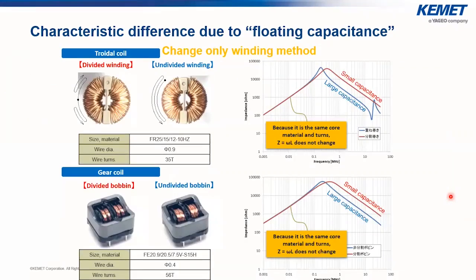But how can we improve the behavior of the inductor at higher frequencies? One of the typical methods is to use divided winding instead of a undivided winding. So we just modify the winding structure we use in the core. As you can see here, for a toroidal shape with same size, same diameter, same length of the wire, with the divided winding we have a small capacitance, so we have a better behavior for the high frequency. The same aspect is valid also here for a gear coil.